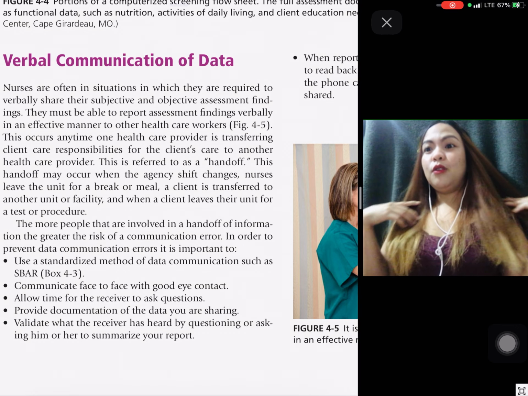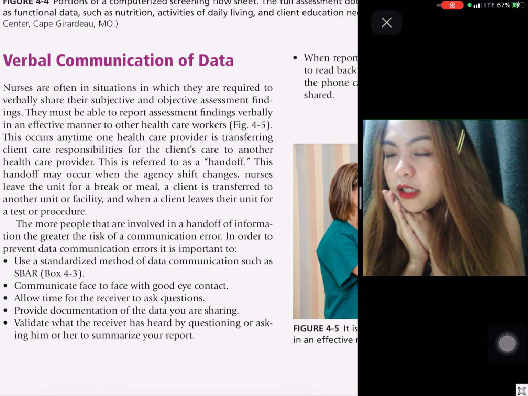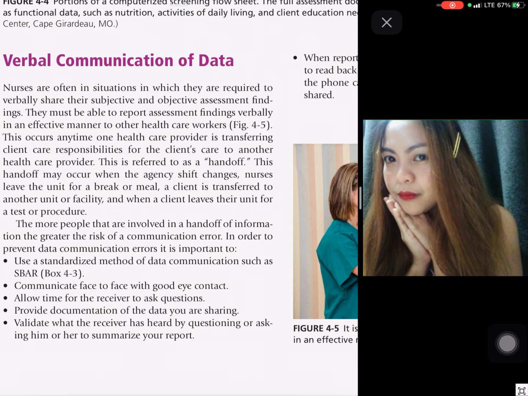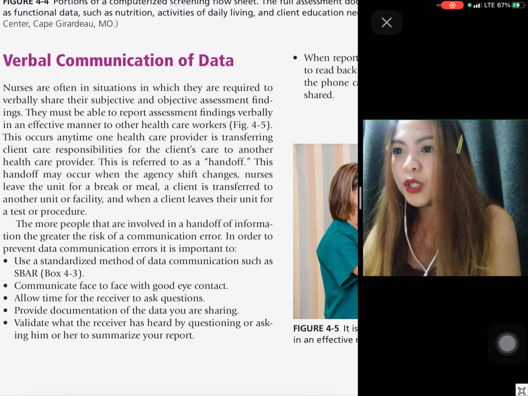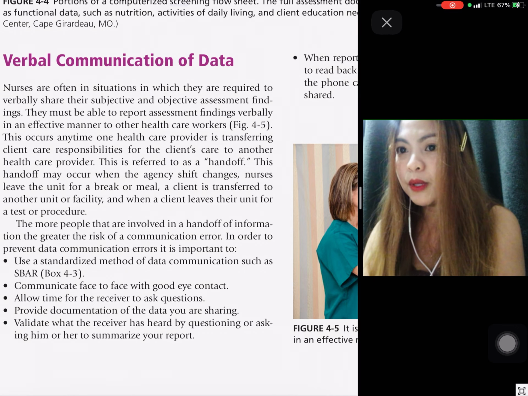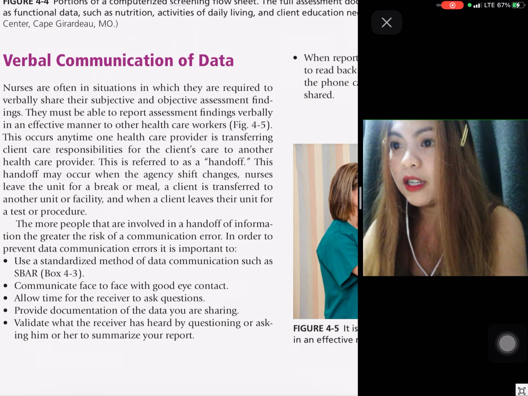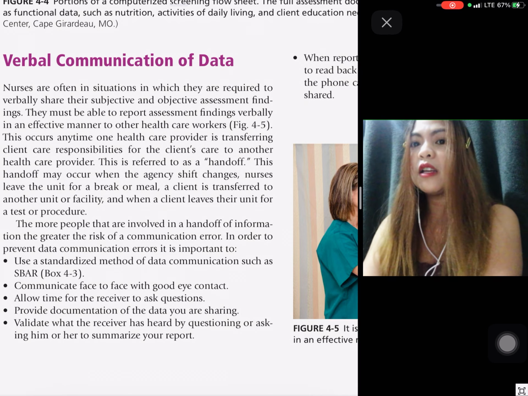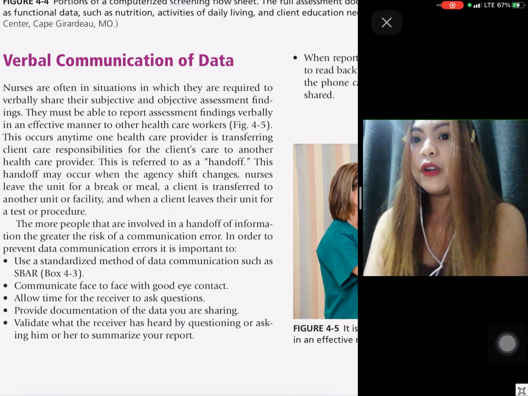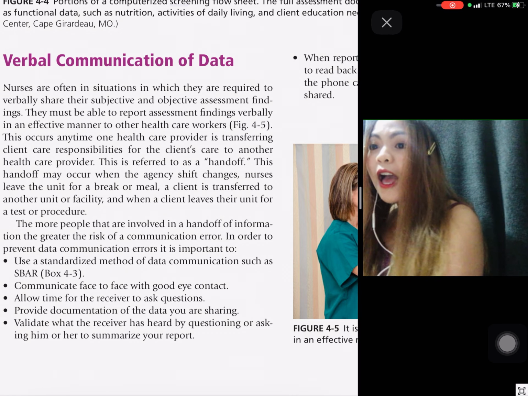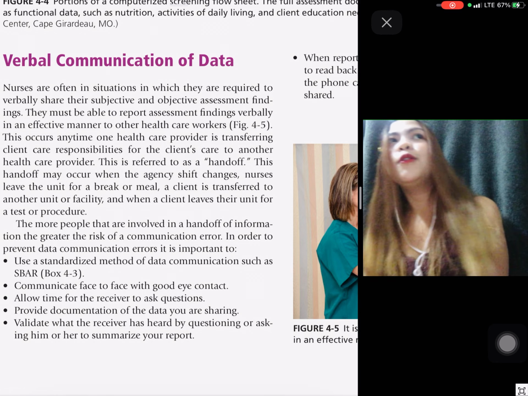So, nurses are often in situation which they are required to verbally share their subjective and objective assessment finding. They must be able to report assessment finding verbally in an effective manner to other healthcare workers. So, this occurs anytime one healthcare provider is transferring client care responsibilities for the client's care to another healthcare provider. So, dito na yung papasok yung tinatawag na hand-off. So, pag nag-hand-off, sabihin hand-off worksheet, meron ka din nun, dun mo ilalagay yung mga data na kailangan pang i-continue of care ng next na bedside nurse, yan.